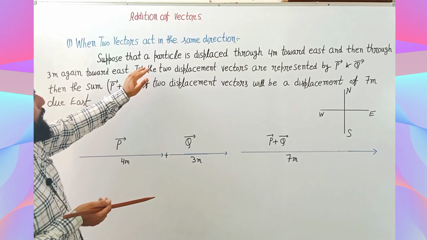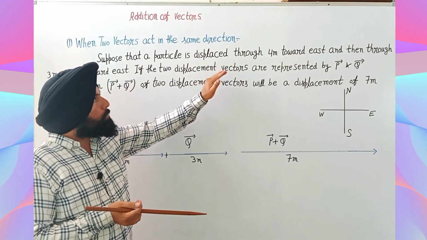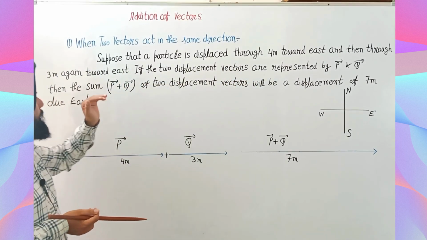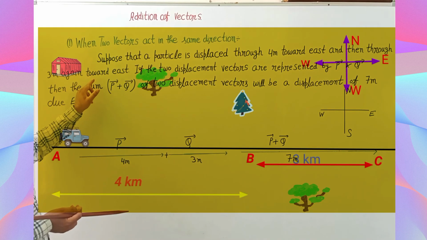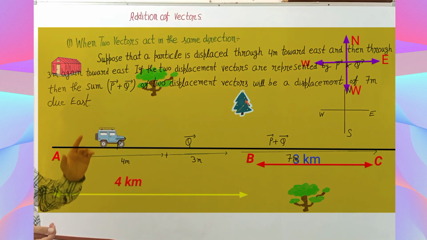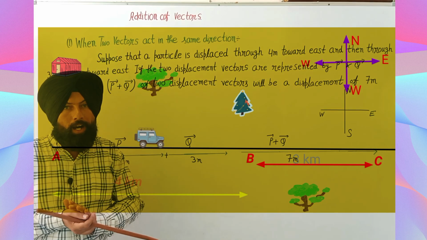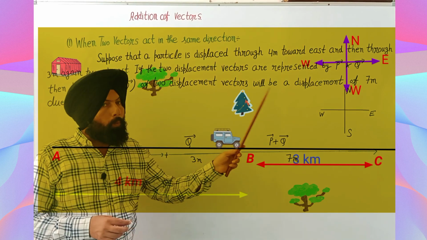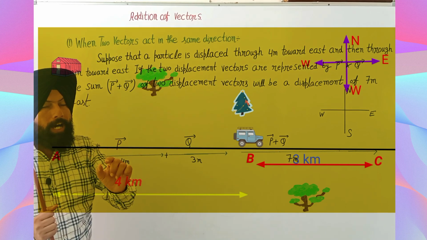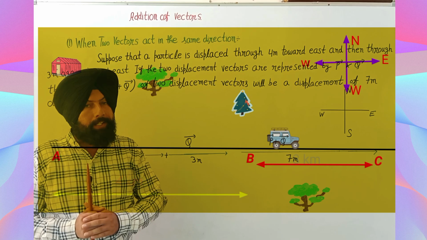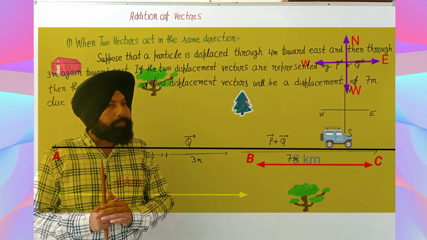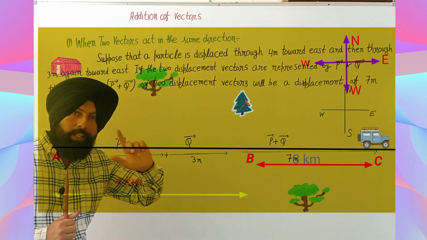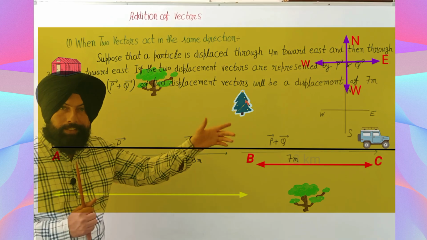Suppose that a particle is displaced through 4 meters toward east and then through 3 meters again toward east. Now you are looking at the screen, we have a car moving toward east. In the first instant it covers 4 meters and after that 3 meters along the same direction towards east.